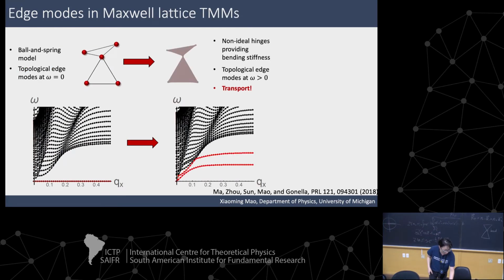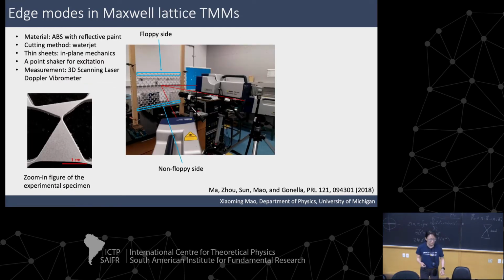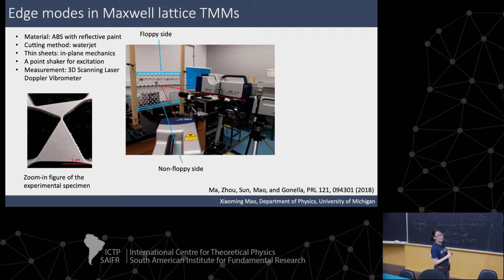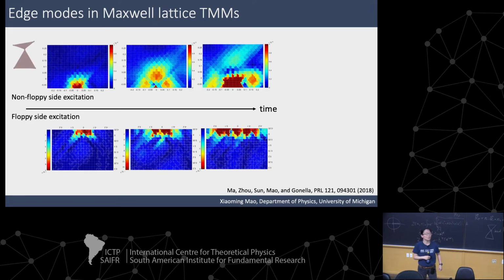Okay, so now let me describe this experiment a little bit. I think basically they just cut a lattice like this, which is basically of this size, and they fix the left and the right of this lattice and use the laser vibrometry to look at the wave field. They give the lattice a little bit of perturbation from one side and see how the wave propagates in this material. And here is basically what is observed.